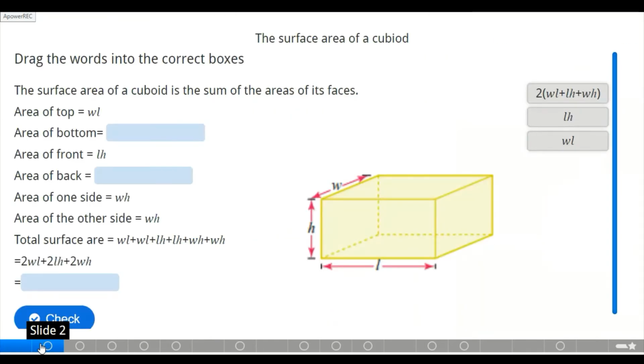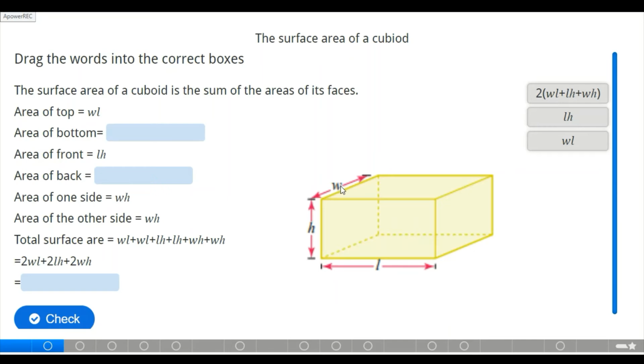Let's start with the first one here, which is the surface area of a cuboid. Let's look at the shape we have there. The surface area of a cuboid is the sum of the area of its faces. So the area looks more or less like the area of a rectangle, which is length times breadth. This time around, we are going to be indicating it with width, height, and length.